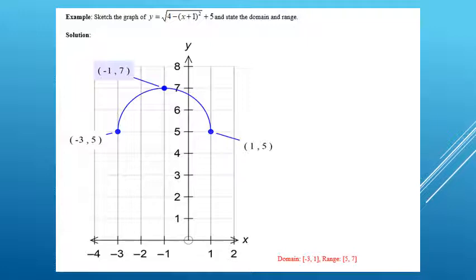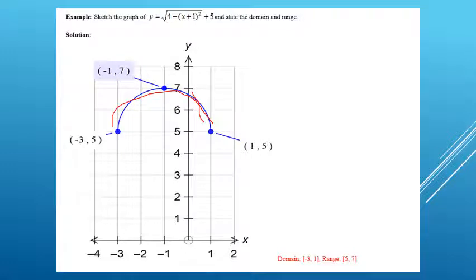Nice and smooth, continuous curve. We can see the endpoints of the graph. We can see the highest point it gets to, point negative 1, 7. Notice the centre is not mentioned here because the centre is not actually part of the graph. The graph is only this curve.